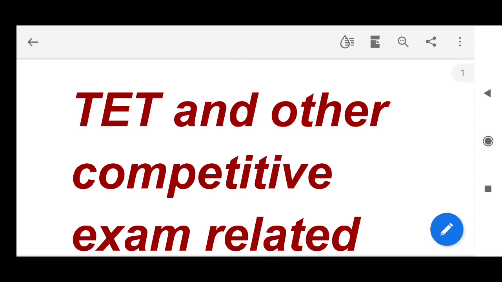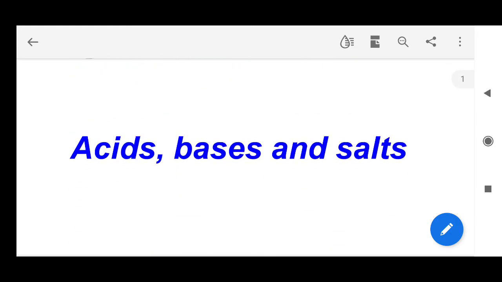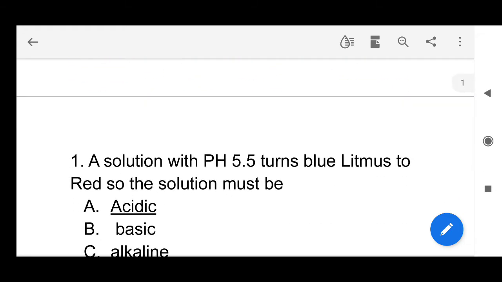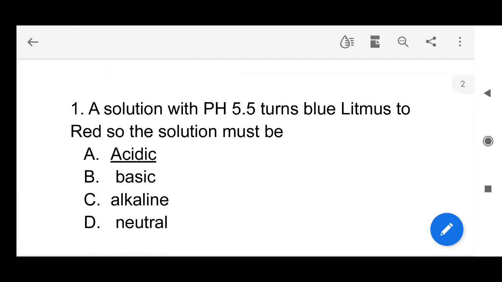Today we will be discussing one more lesson about science which will be useful for your competitive examination, that is acids, bases and salts. So see here, a solution with pH 5.5 turns blue litmus to red. So this solution must be acidic.